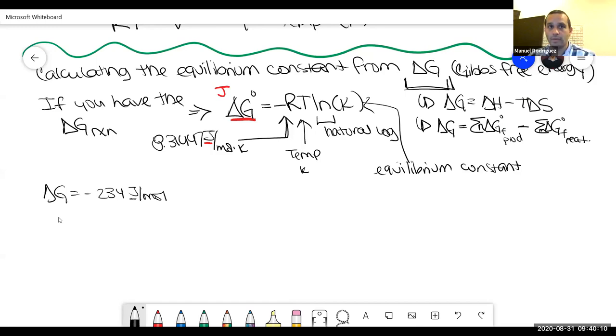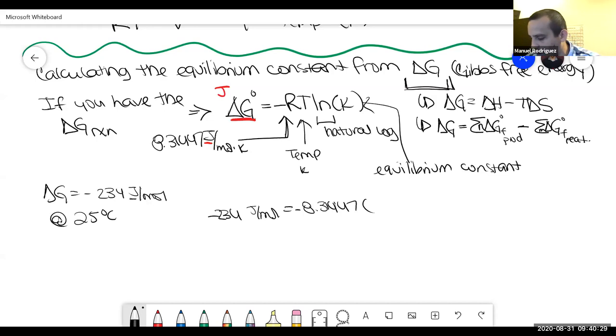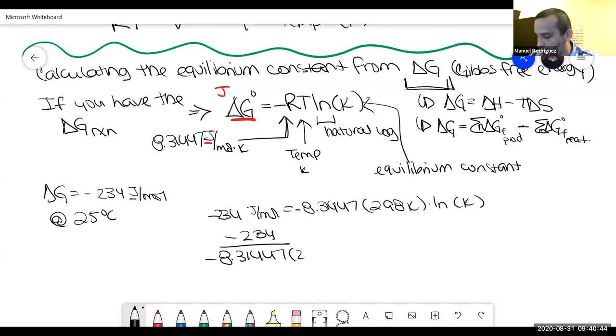Oh, so then you get the delta G, you can say that negative 234 joules per mole equals negative 8.31447 times, let's say it's at room temperature, 298 kelvins times natural log of K. So then we can solve negative 234 divided by negative 8.31447 times 298 equals natural log of K.